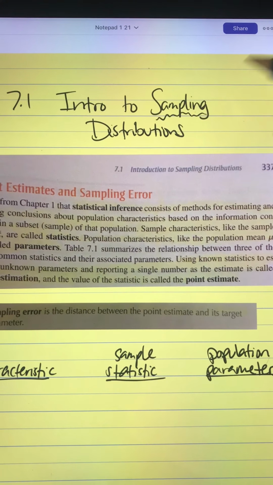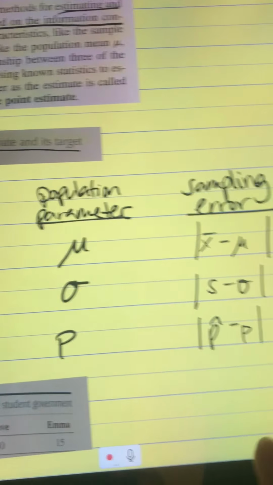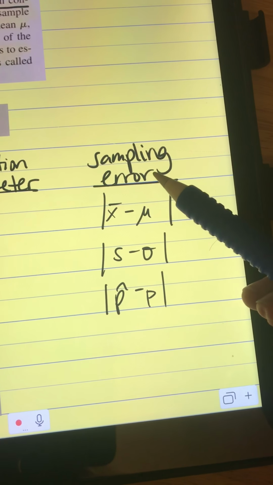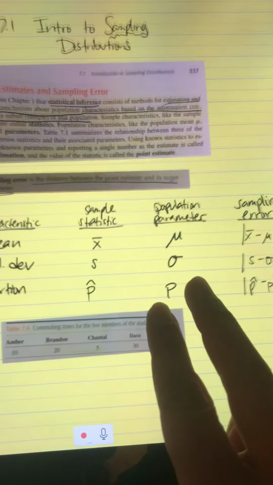So if we want the sampling error, how far off between the point estimate and its target parameter, we take the absolute value, that means we're not going to have any negatives, of the difference between these two, the sample statistic and the population parameter. So x bar minus mu, s minus sigma, and p hat minus p. That is how we find the sampling error of either the mean, the standard deviation, or the proportion.